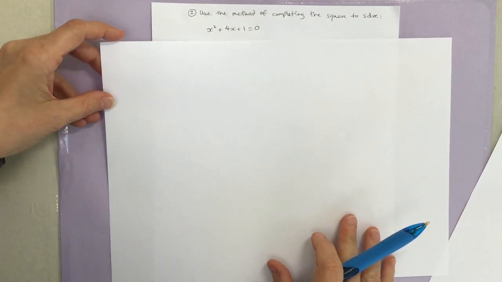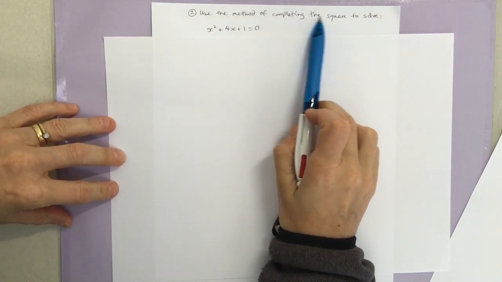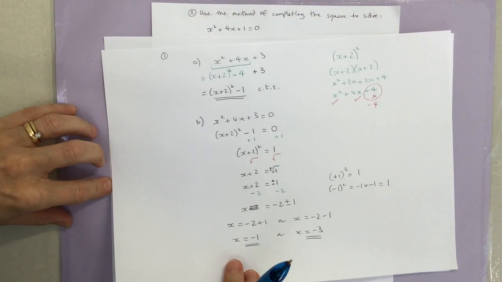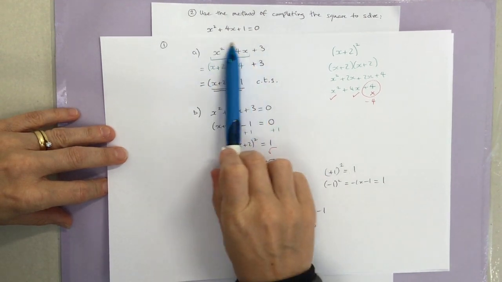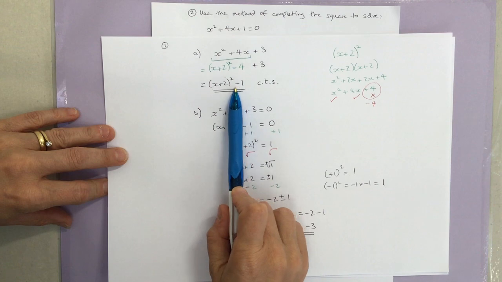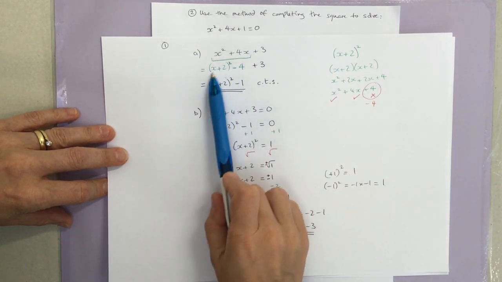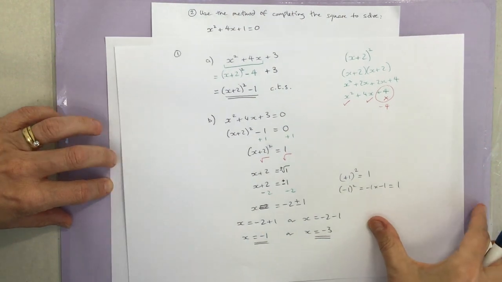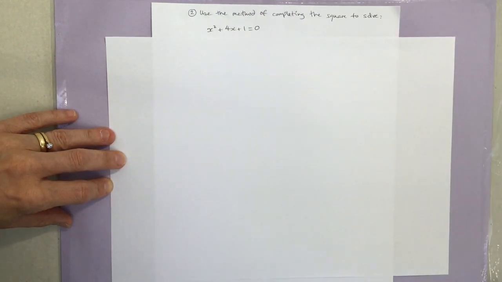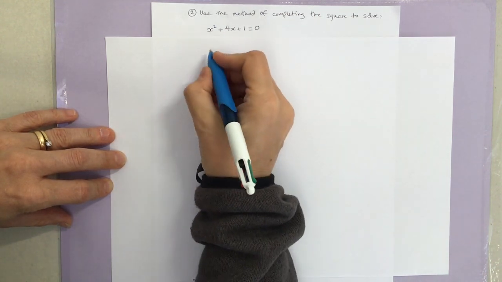Not an A or a B this time, just straight into use the method of completing the square to solve this. So because it says this, we have actually got to go through this part A ourselves. So it's a multi-step question. They're not going to tell us to write it in this form. They're just going to assume that we know what completing the square means. So we're going to do this part, and then we're going to do this part, all within the same question.